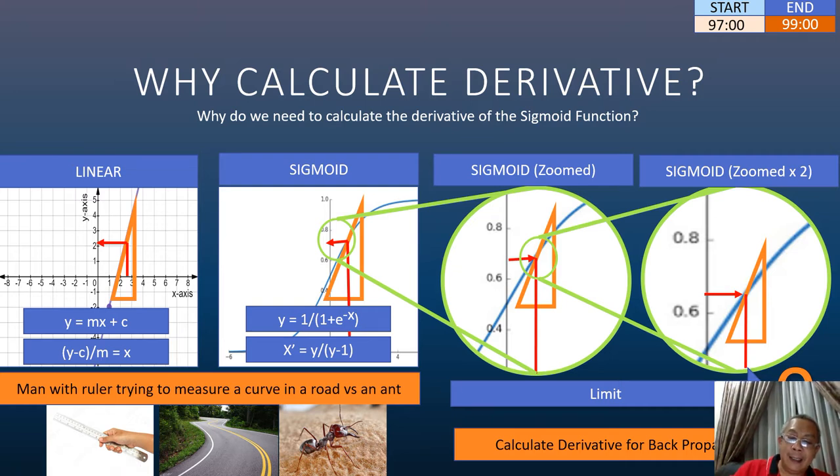Compared to, let's say, for example, an ant. An ant will see that point in the curve like it's a very big thing. So it is able to compute that rate of change better than we can using a ruler. So we take the sigmoid curve and then we zoom up the sigmoid curve, so we see it in a bigger picture, not a smaller picture. We are going to macroscopic level.